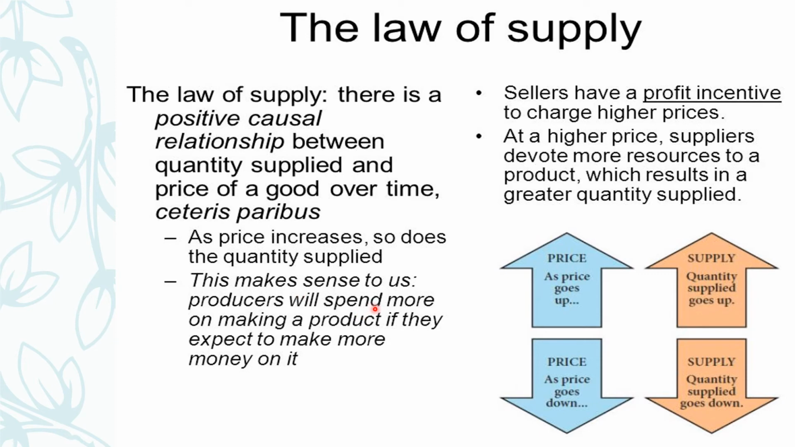Producers will spend more on making a product if they expect to make more money on it. Sellers have a profit incentive or profit motive to charge higher prices. At a high price, suppliers devote more resources to a product, which results in a greater quantity supplied. So we can see here, as price goes up, quantity supplied goes up. As price goes down, quantity supplied goes down.